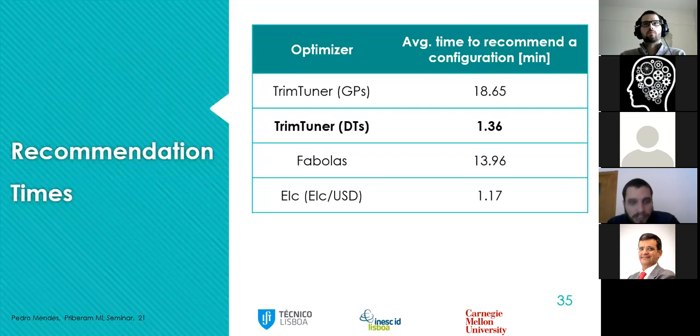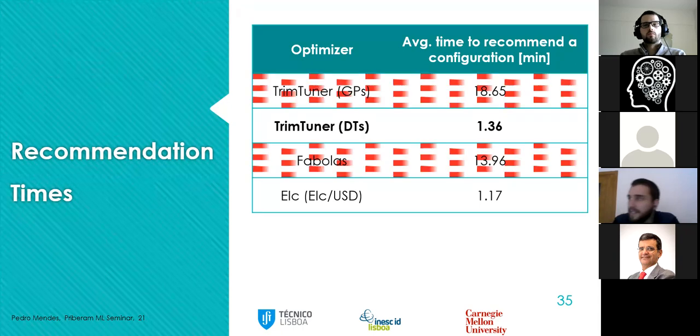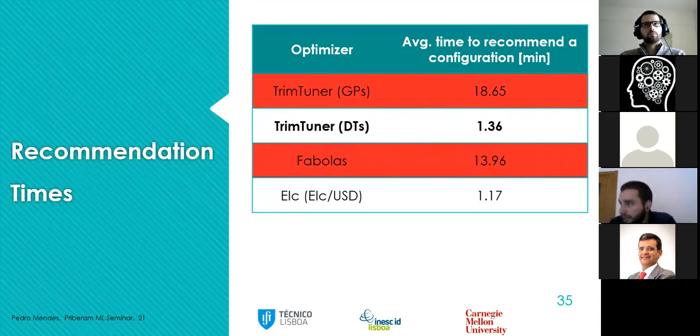In terms of the recommendation time, so the time that is needed to retrain the models and compute the acquisition function and recommend and select the configuration to test, we see that for the optimizers, both TrimTuner and Fabulous, when GPs are used, the average recommendation time is large. It takes a couple of minutes only to recommend one configuration, and this time tends to increase as the model is larger. If there are more configurations to fit in the model, the GPs take more time to train.